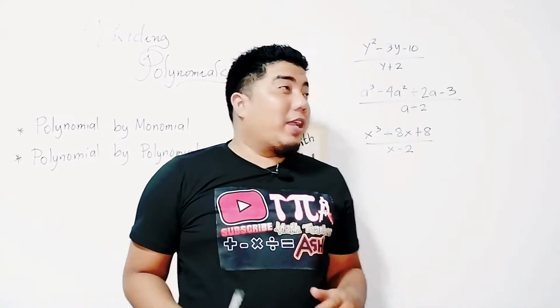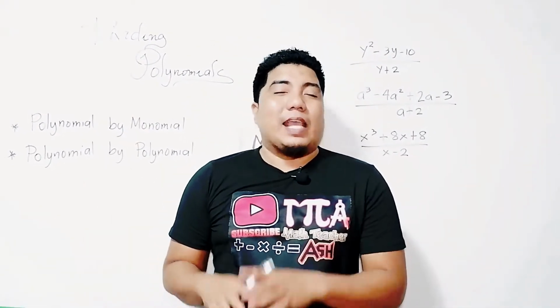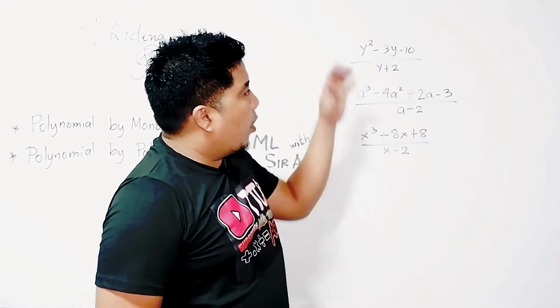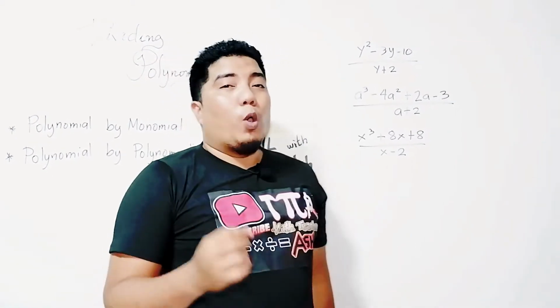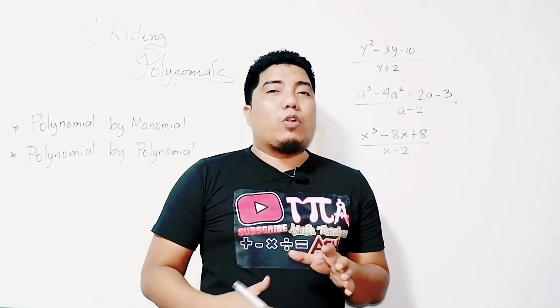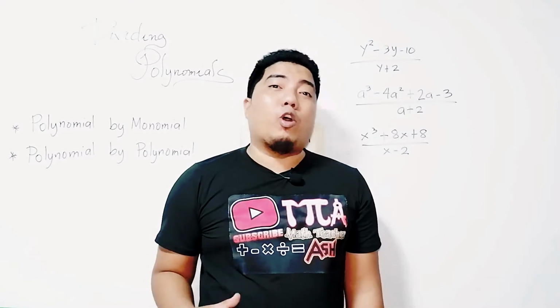Okay, math learners, we are here in our second half of the discussion for dividing polynomials. Dividing a polynomial by a polynomial. We have here the first example, y squared minus 3y minus 10 divided by y plus 2. Now, what are the things to consider if your divisor is a binomial, or not a monomial?